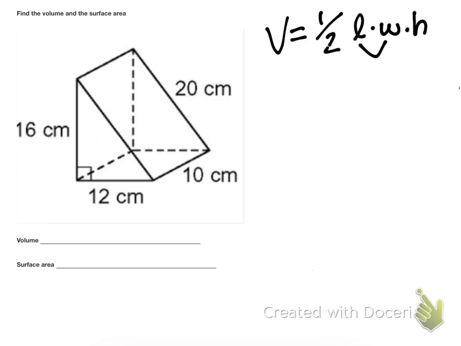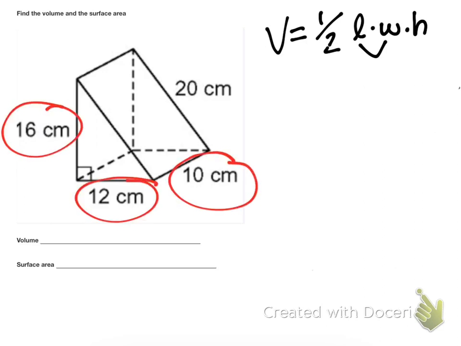Exactly. Gore says we care about 10, 12, and 16. And he's correct. Who can explain why we care about those numbers and why we don't care about 20? Why don't we care about 20? Yes, Daniel. Because 20 is not length, width, or height. How do we know it's not length, width, or height?